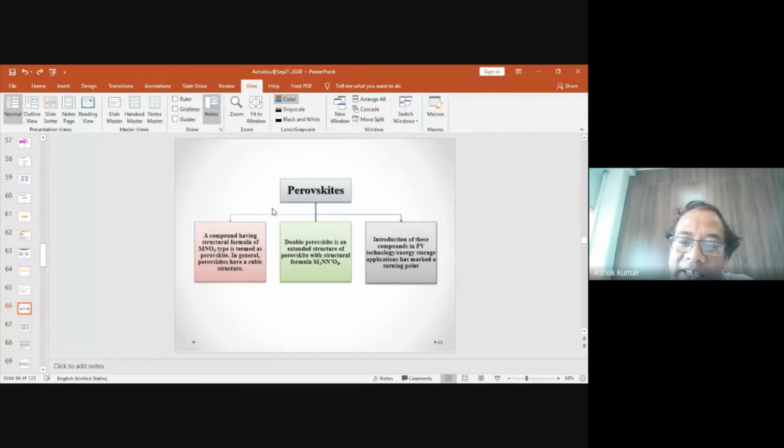So that formula is CaTiO3, or you can generalize it. You can say MNO3, so M is Ca and N is Ti and O3, like this. Then you can have double perovskite material. Like this, in the M site you have two elements, and in the N site also you have two different elements. So that way you can say double perovskite. So this is not confusing, and they are very important materials for various applications.